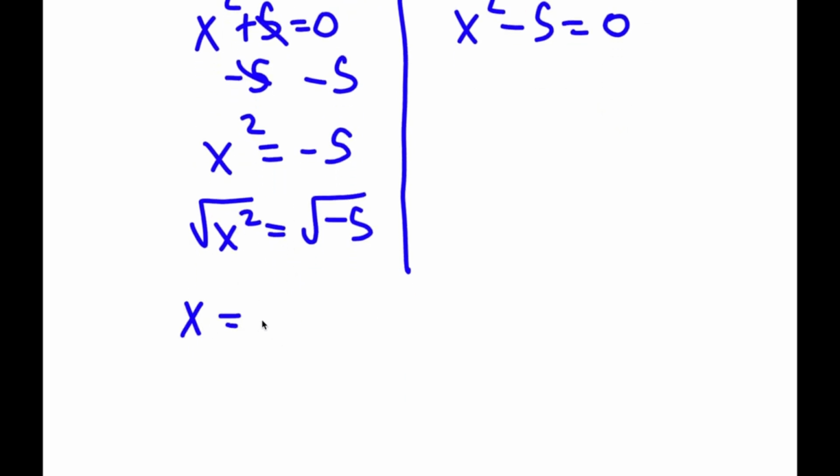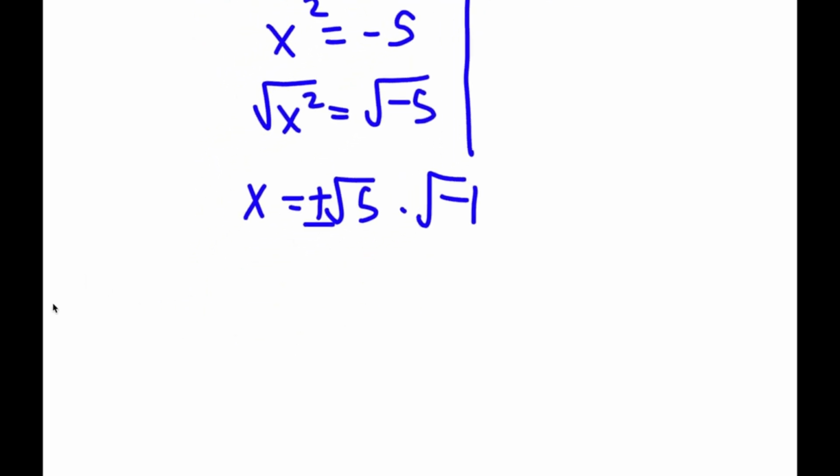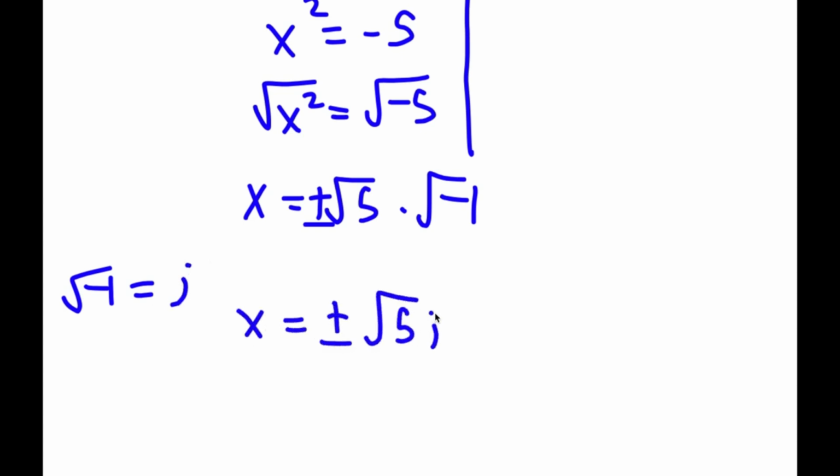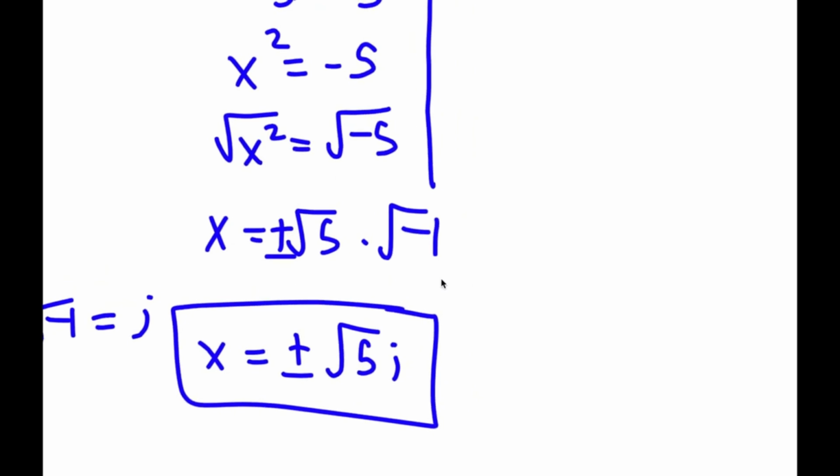The square root of negative 5 I can write as the square root of 5 times the square root of negative 1, and it's going to be positive or negative square root of 5. And if you guys didn't already know, the square root of negative 1 is actually equal to i. So now I have x is equal to positive or negative square root of 5i. So these are two solutions.